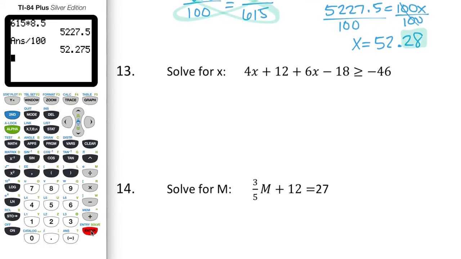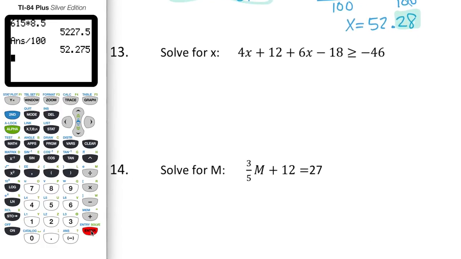All right, solving for x. So we're going to first start by combining our like terms. So we have 4x and then 6x. Then we're going to have 12 and minus 18. So 4x and 6x combined is going to give us 10x. 12 minus 18 is going to be a negative 6. And that is greater than or equal to negative 46.